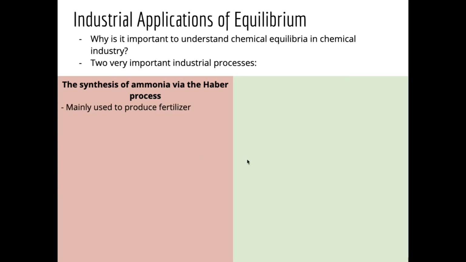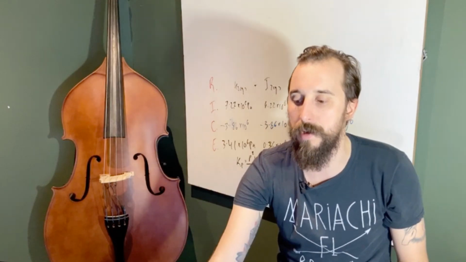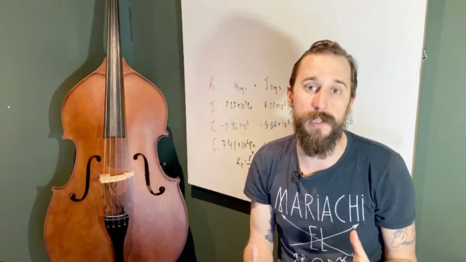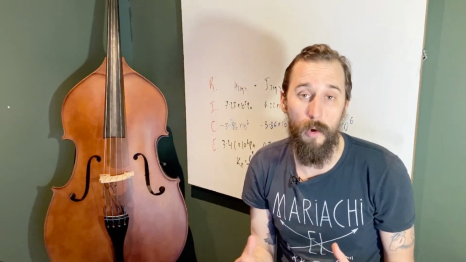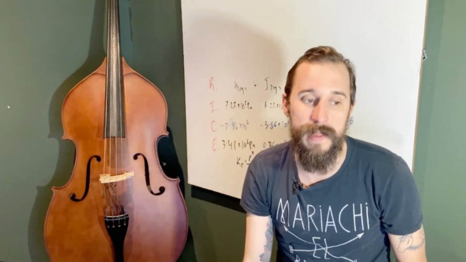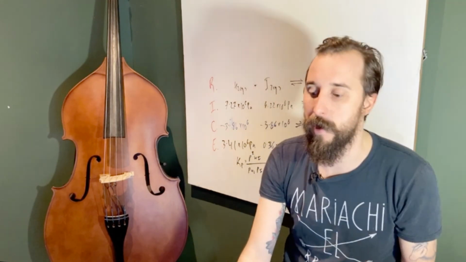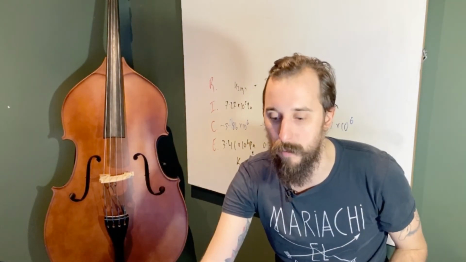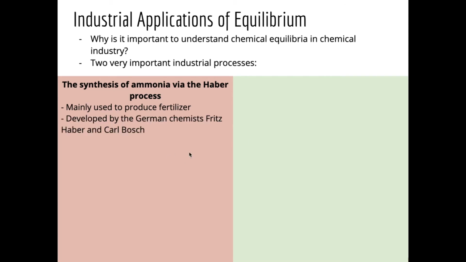Mainly used to produce fertilizer. This is very important because by mass producing fertilizer, it means that we can mass produce food to support lots and lots of people. Whereas without this sort of mass production of fertilizer, we couldn't grow the crops we need to support the food for as many people as we currently do support it for. Developed by the German chemist Fritz Haber, who was a pretty interesting fella, and Carl Bosch, sometimes called the Haber-Bosch process. And it looks like this.